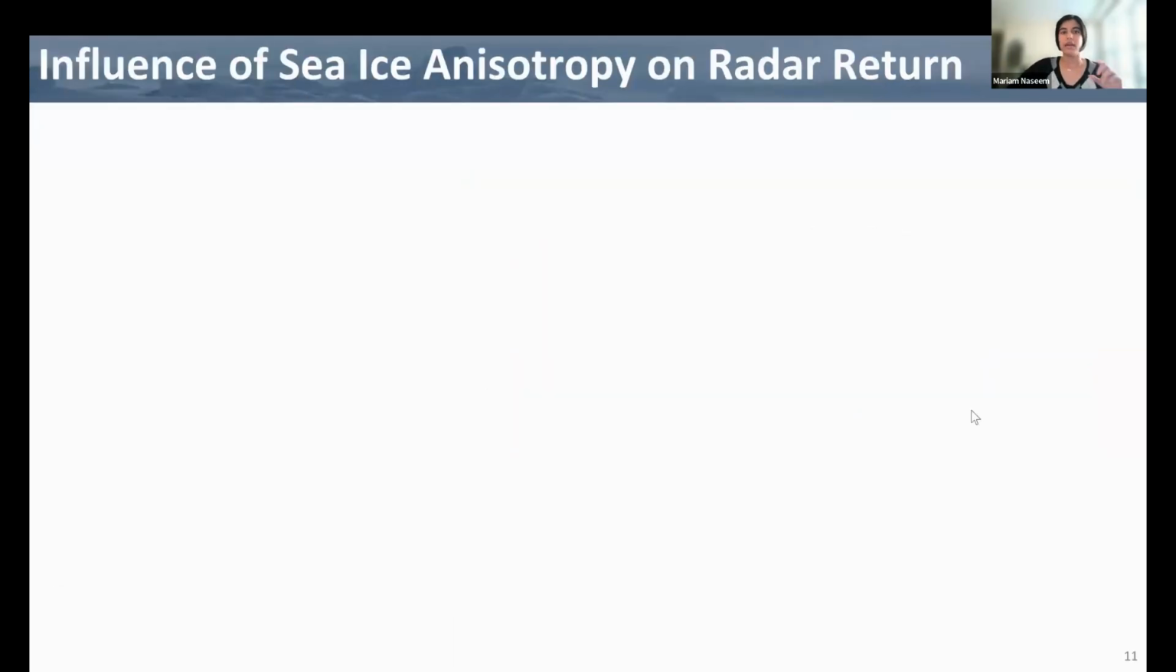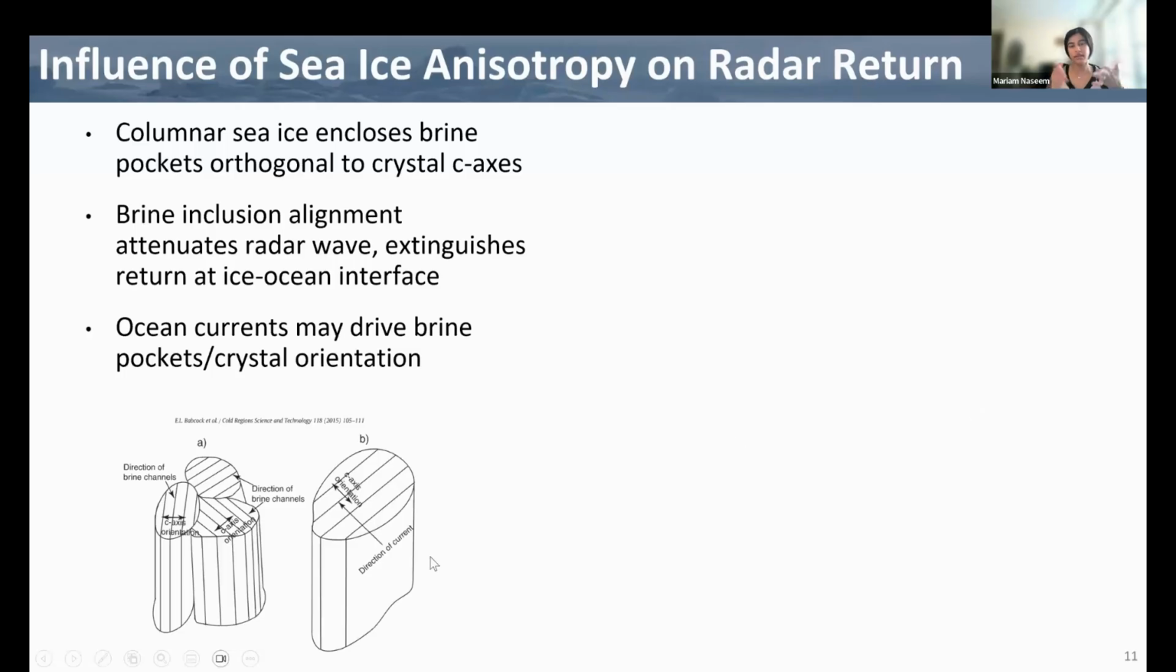Another thing is the anisotropy of the sea ice, so how the ice forms and how that may be affecting our radar return. Columnar sea ice, which typically exists in the Arctic, encloses brine, which is concentrated salty water, perpendicular to the crystal axis. You can see these inclusions, like dominant inclusion directions for the brine, and that tends to dampen the radar wave. So it will affect the signal strength of the radar wave, affecting the detection of that ice-ocean interface I talked about.